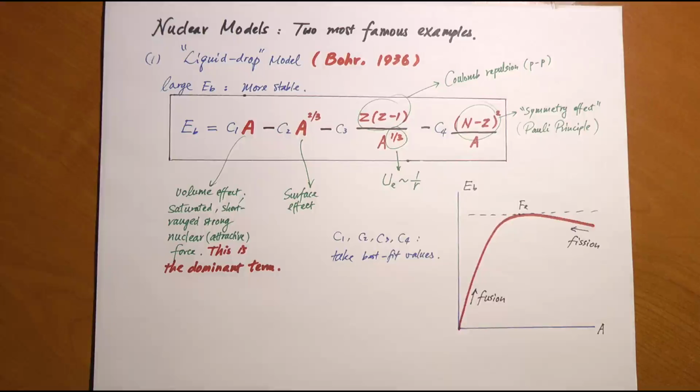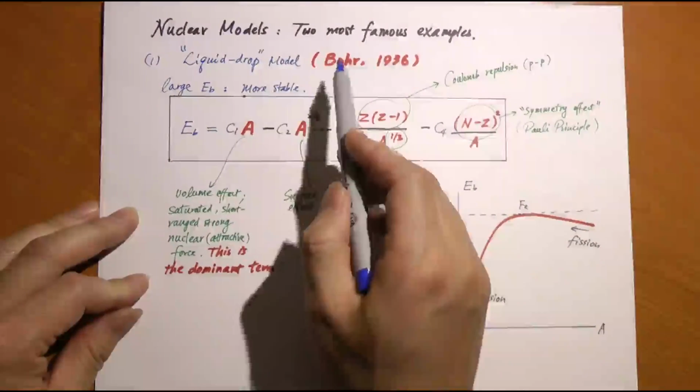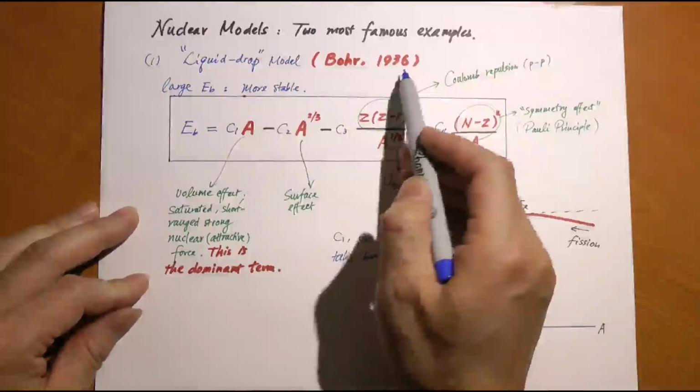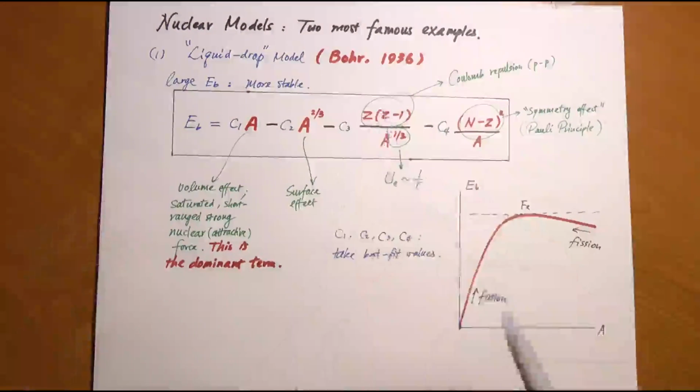However, we have some good intuition about what's going on, and so we're going to discuss two nuclear models that have gained a lot of experimental support. One of them is called the liquid drop model, and that was proposed by none other than Niels Bohr himself in 1936. By the way, Niels Bohr's son, Aage Bohr, was also a great physicist who also won a Nobel Prize in physics, and he was a nuclear physicist.